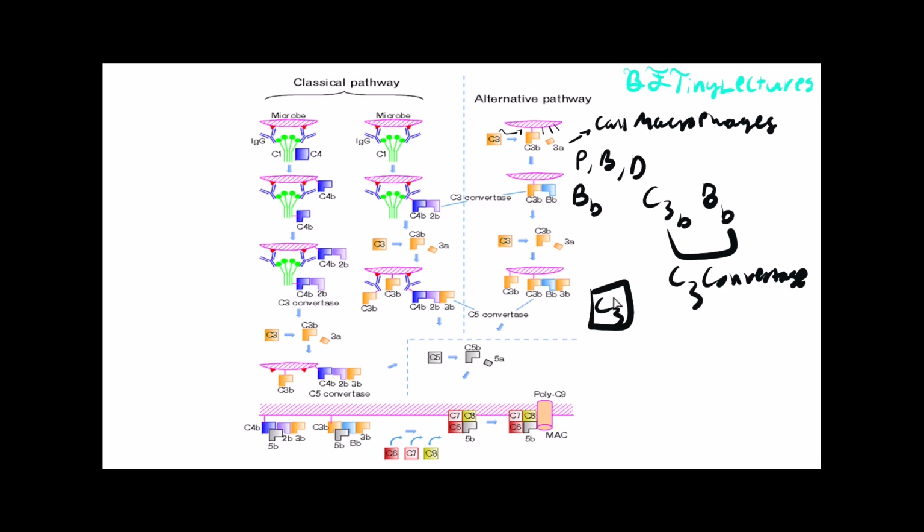So now C3 is going to split again. It's going to make C3b and just 3a. This C3b is going to bind to the pathogen again and keep doing this process. And so on exams, you can say, hey, the alternative pathway regenerates what? It regenerates C3. But anyways, let's step back for a minute.